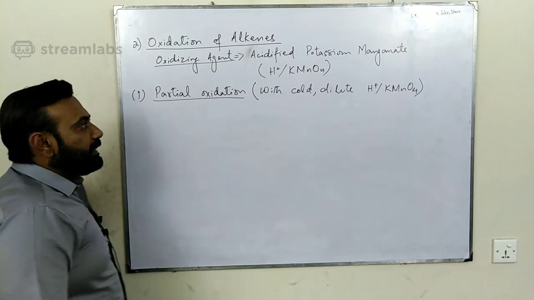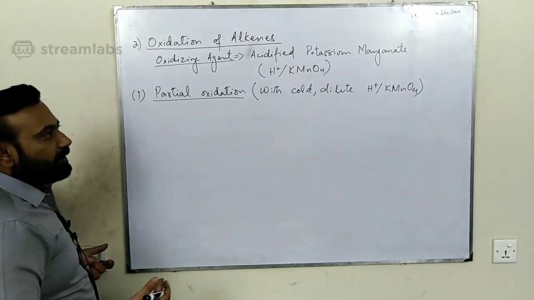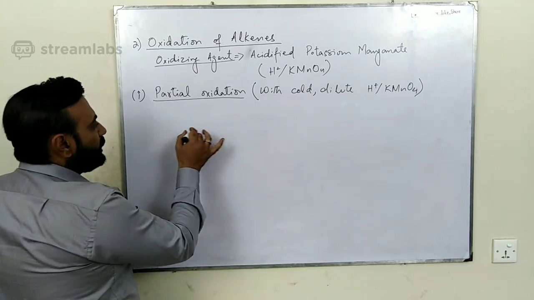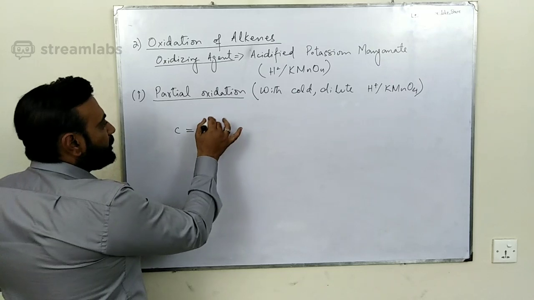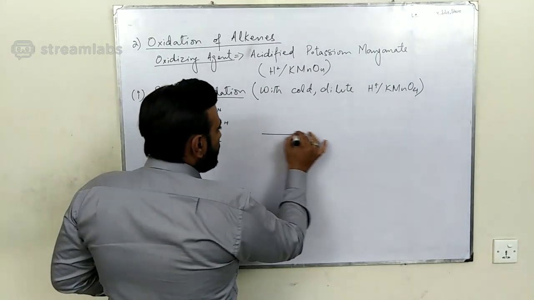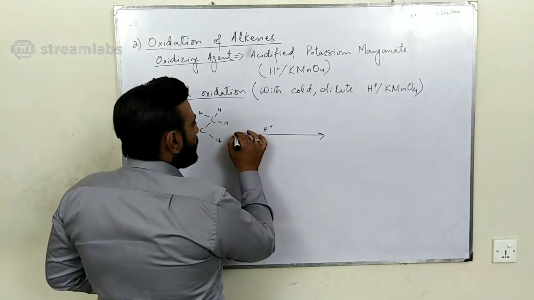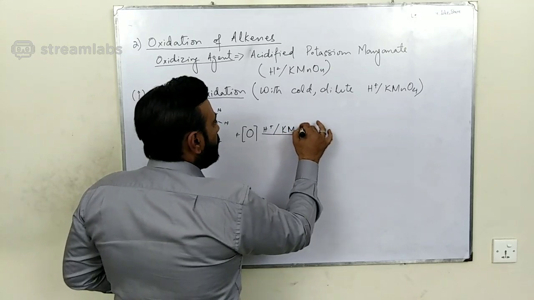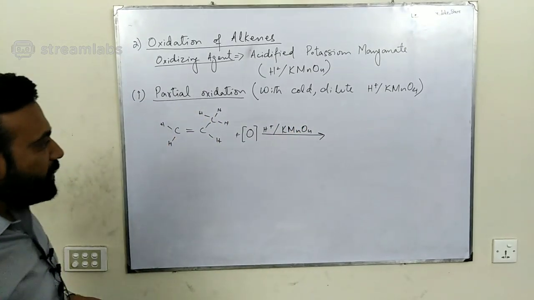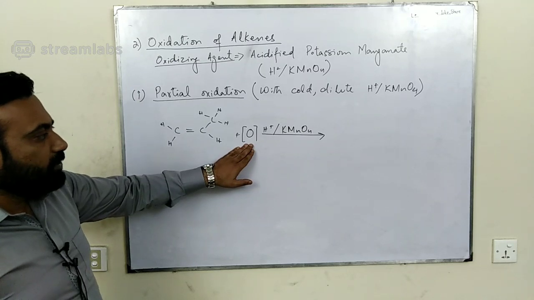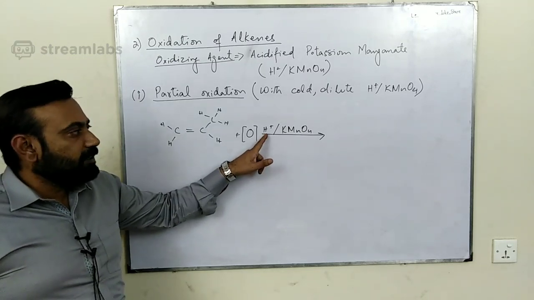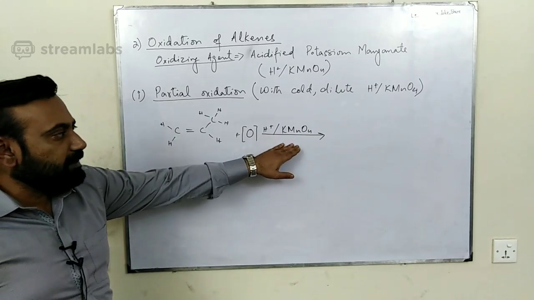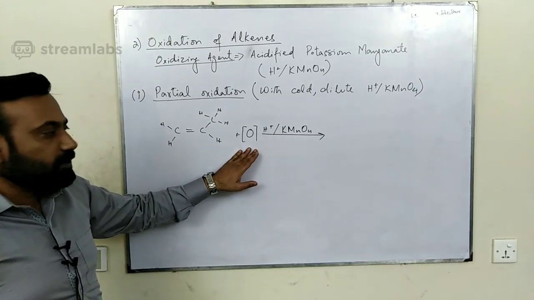Now, when an alkene is oxidized partially by using cold and dilute KMnO4, it forms a diol. For example, if we are oxidizing this with acidified KMnO4, one way of writing this equation is to put oxygen in square brackets as a reactant and write H positive oblique KMnO4 on the arrow. This shows that this oxidizing agent is providing atomic oxygen to this molecule.